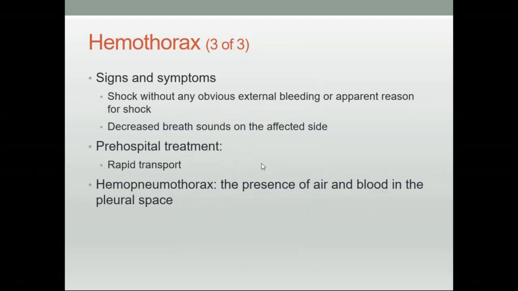All right. Signs and symptoms. The hemothorax, your patient is going to have signs and symptoms of shock. What are those? That is your pale, diaphoretic patient who has a rapid pulse, cool, clammy skin, all of those things that go with compensated shock. What else are you going to find when we look at the neck and we assess for jugular venous distension? We're not going to find it. They're going to have flat neck veins and have decreased breath sounds on the affected side.